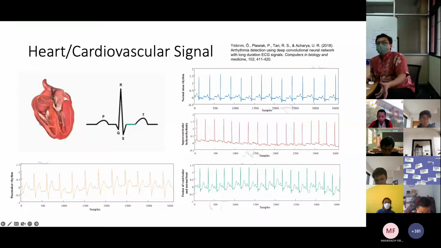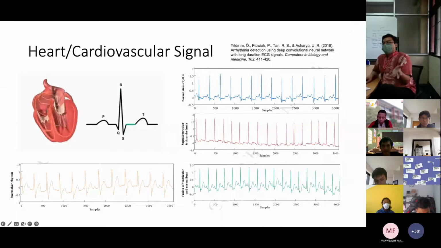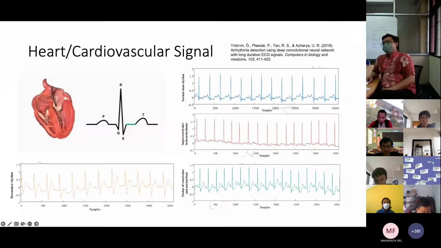And we have another sample, for instance, ventricular and so on. This is a parameter of rhythms, for instance, that has a different style of signal. So what we can see here is that the signals show something like this.